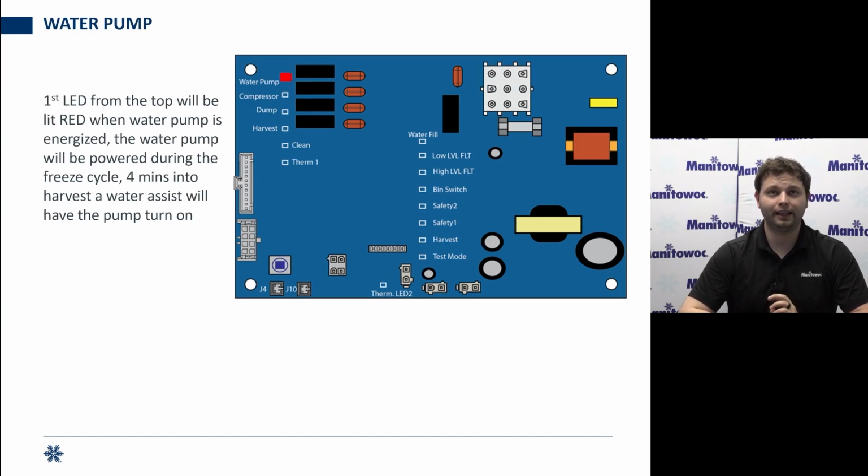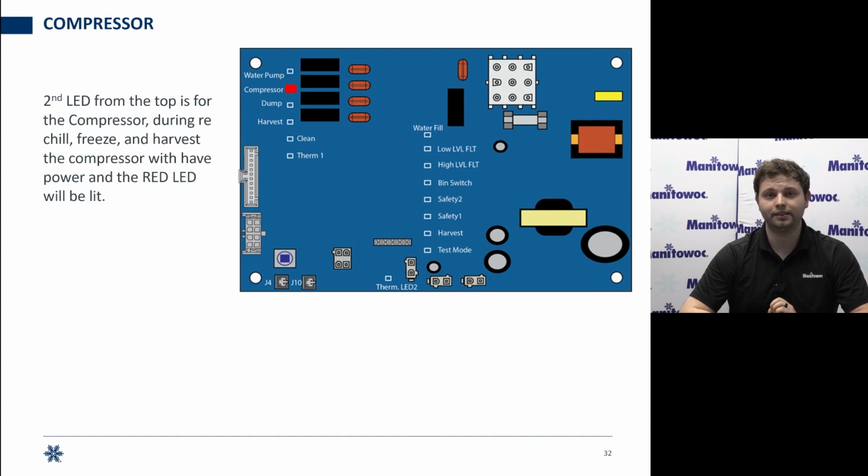Alright, for our relays, again, back to the water pump LED. The very first one is going to be lit red. It'll be lit that way for the freeze cycle, and also, if need be, when it has a water-assisted harvest. So that's usually happening when harvest has lasted more than 4 minutes. It'll go ahead and run some water over the evap, but more than likely just during the freeze cycle. Second is our compressor LED. Again, it'll be solid red when that compressor is energized.